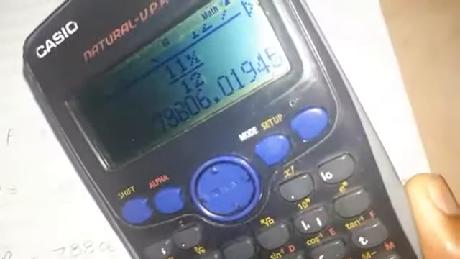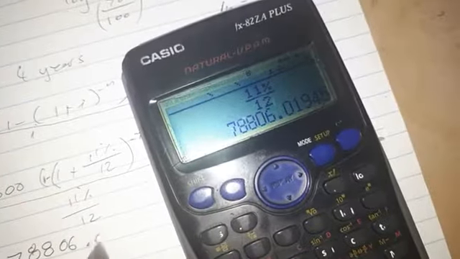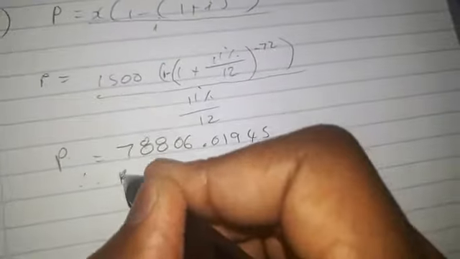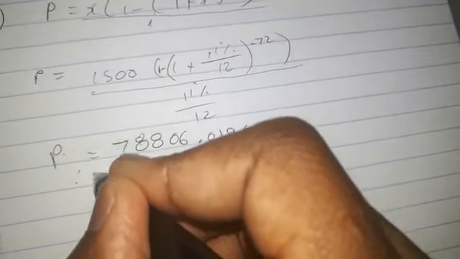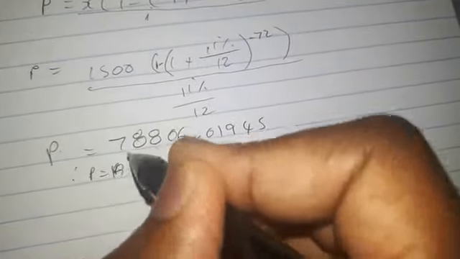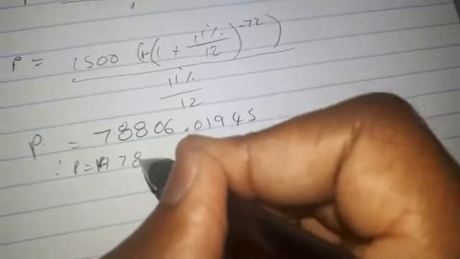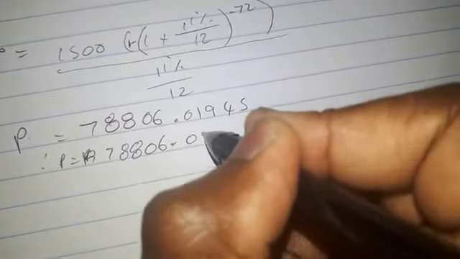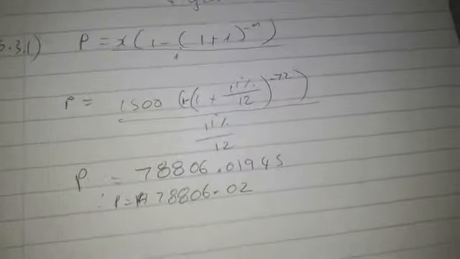But anyways, yeah, 78,806 point. Why do I keep doing that? Just do this. 0.01945. And then to 2 decimal places. Therefore, P is equal to R. That was actually a mistake, but let's finesse it. 78,806.02. Fantastic. We move on now then.